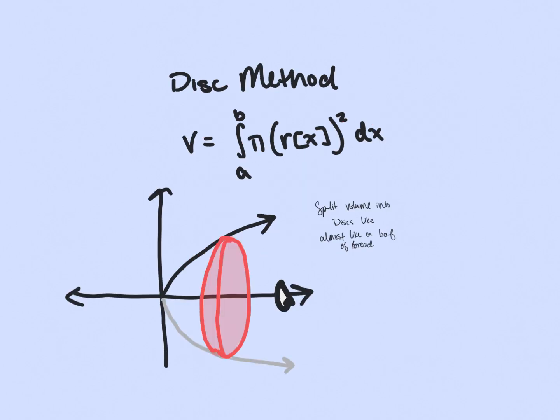We're going to start with the disc method. For a review, the way to find the volume is you have to integrate from a to b, and you have to do pi times the radius squared. For me, it helps when I think about it almost like a loaf of bread. And I know Mr. Peterson has said this, but it's one of the things that helps me the most.